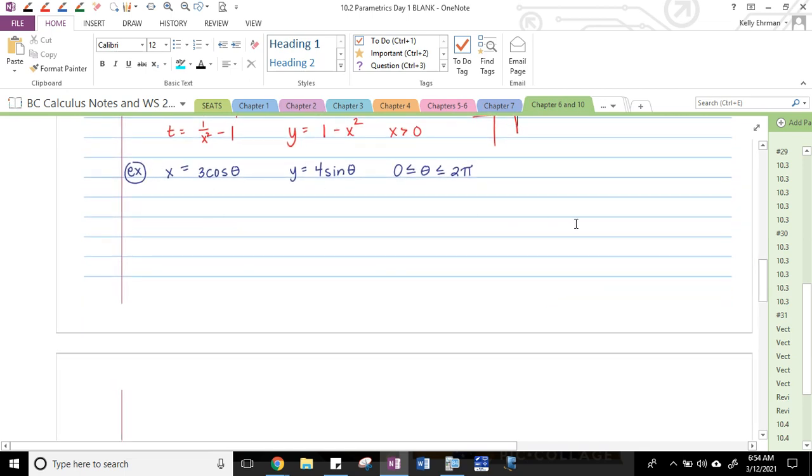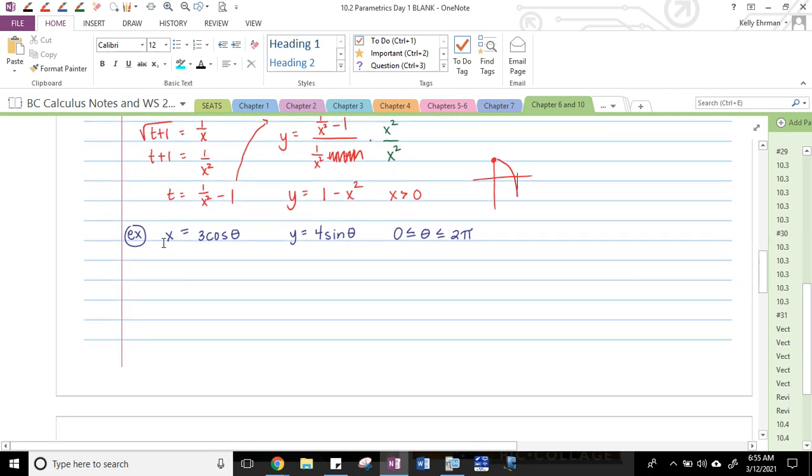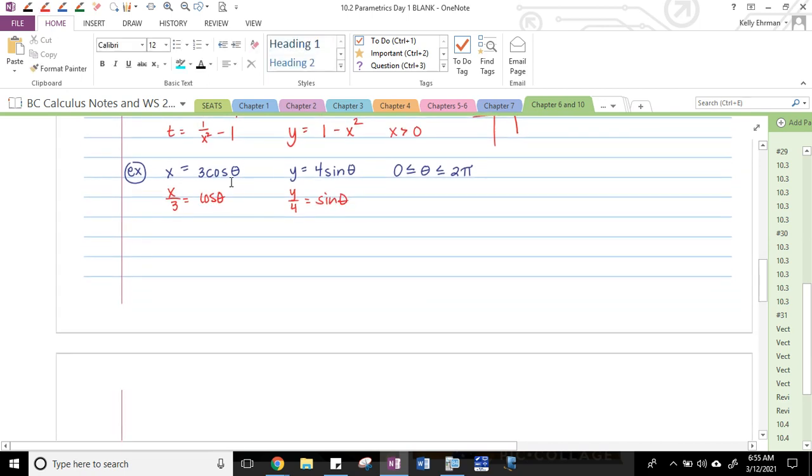What about, let's see. Oh, this is a different example. So first of all, things are not in terms of t, they're in terms of theta. And theta is restricted between 0 and 2 pi. But it doesn't really help us to solve for theta, like say arc cosine of x over 3 equals theta, because arc cosine is not a nice, easy graph, arc cosine and arc sine. The combination of those two don't have a nice, easy rectangular graph that we can think of. But I do want to isolate the cosine theta. And I do want to isolate the sine theta.